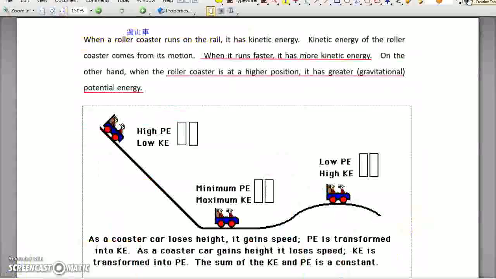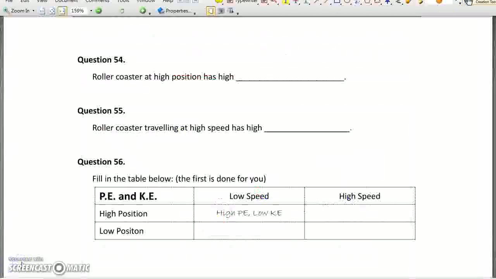For a roller coaster on its rail, its potential energy changes to kinetic energy when it runs downhill. Its potential energy becomes smaller. At the same time, the kinetic energy becomes higher. Finally, at the last position here, on the right-hand side, you can see it has some potential energy, and it also has quite a lot of kinetic energy because it is at a low position. Simply speaking, when the roller coaster runs faster, it has more kinetic energy. When it is at a higher position, it also has a greater gravitational potential energy. Try these questions after the video.